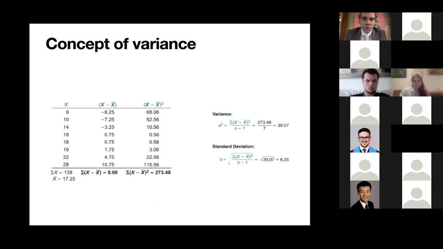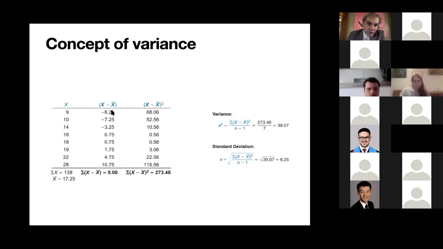Okay, so here you can see the concept of variance. This is the formula of variance, which is sum of squares divided by n minus 1. This is the variance. You can see here a really good example.